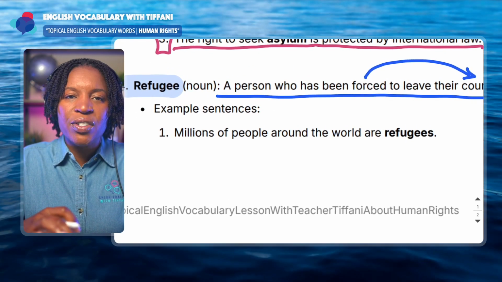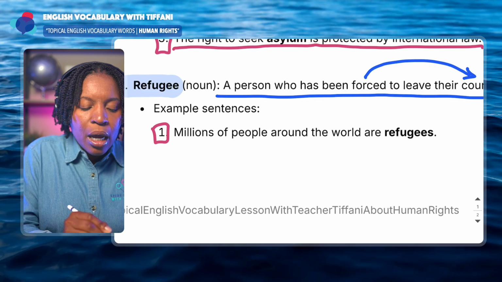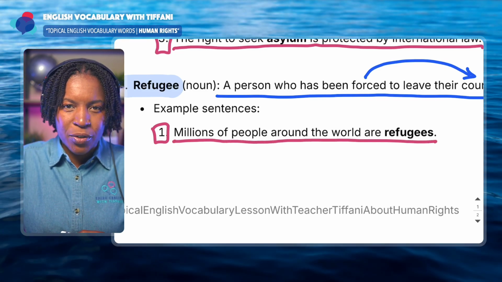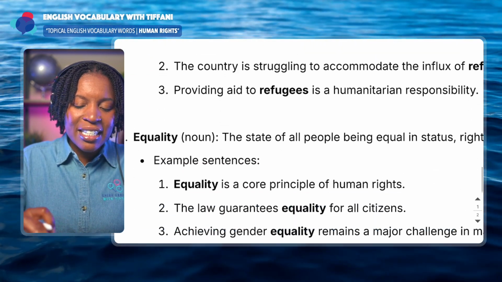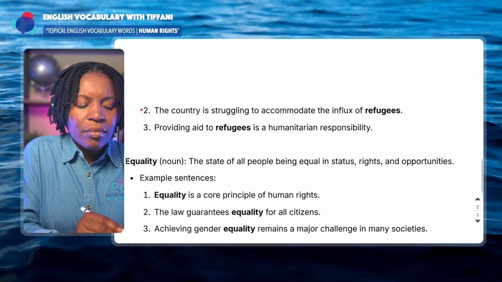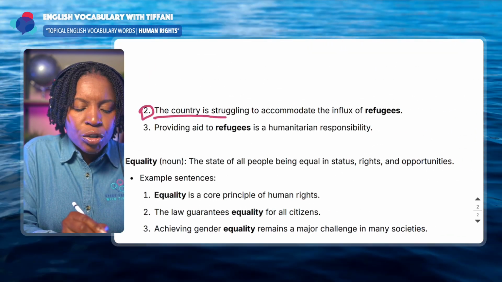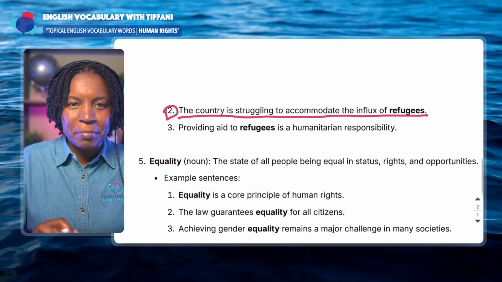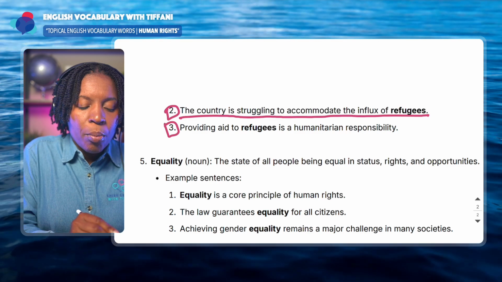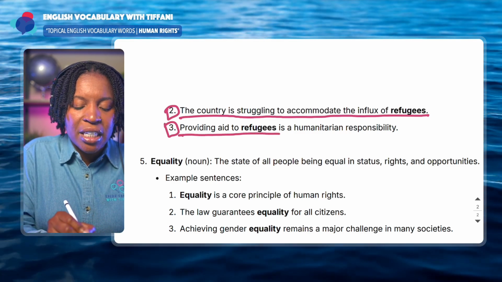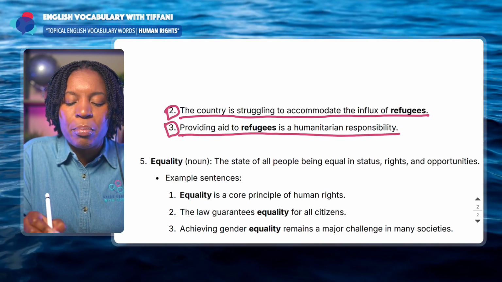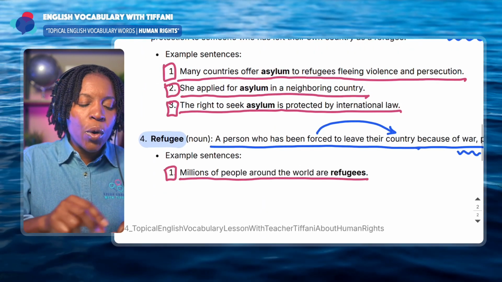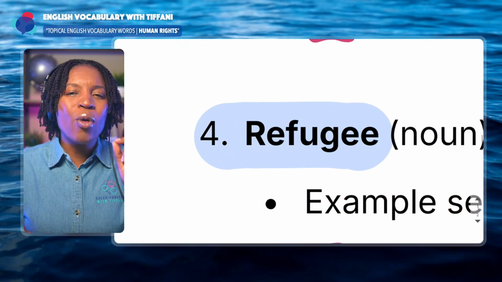You got it? Excellent. All right, let's check out the example sentences. Here's the very first example sentence. Millions of people around the world are refugees. Next, sentence number 2. The country is struggling to accommodate the influx of refugees. And finally, providing aid to refugees is a humanitarian responsibility. You got it? Yes. So again, our fourth vocabulary word, refugee.